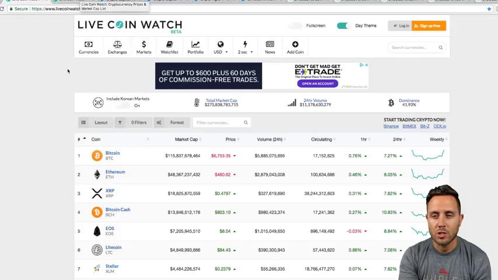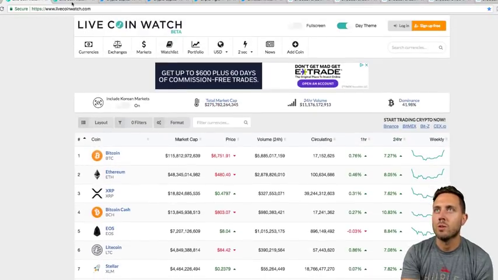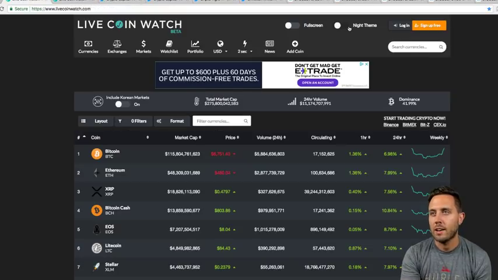I'll put a link in the description for you all. And I know a lot of you are used to CoinMarketCap, but I like this. It also lets you change the theme real quick. I can't tell which one I like better. I think the black hurts my eyes.